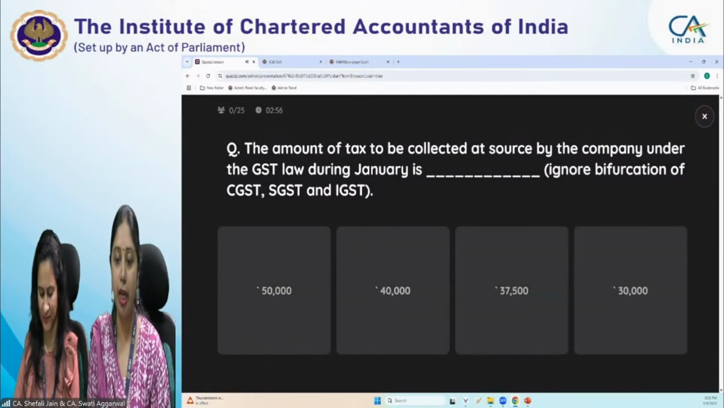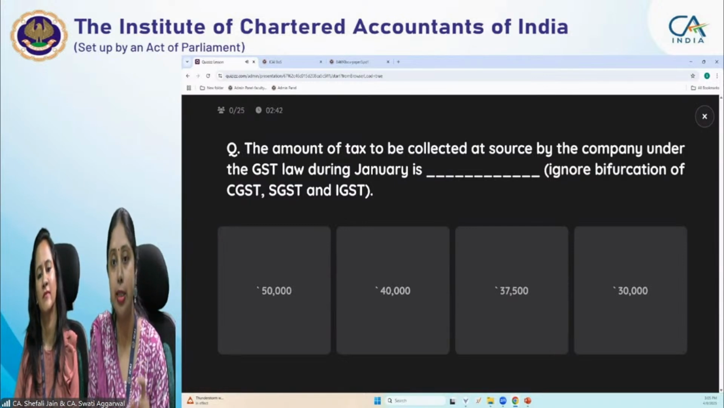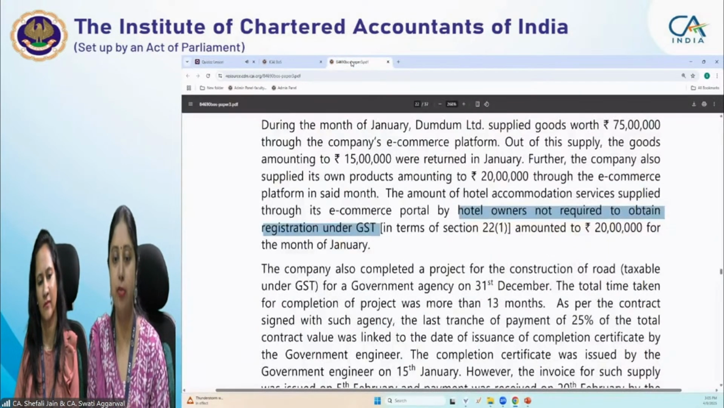The amount of tax to be collected at source by the company under GST law during January. Here you don't have to compute CGST, SGST, nothing, just the total amount of TCS. The amount of TCS which the company has to collect. Now we are again going to that information which is relevant for solving this particular question.